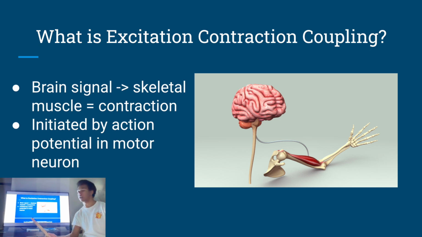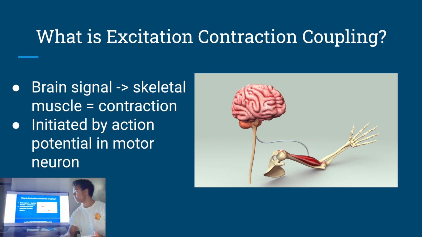So, what is excitation-contraction coupling? Basically, it's a multi-step process, ultimately resulting in a skeletal muscle contraction. So, when you decide to bend your arm by contracting your bicep, as you can see here, that's excitation-contraction coupling, which sends that signal. Specifically, it's the activation of peripheral nerves, which are innervating skeletal muscle to get them to contract. A signal is sent from your brain to your skeletal muscles to cause that contraction.